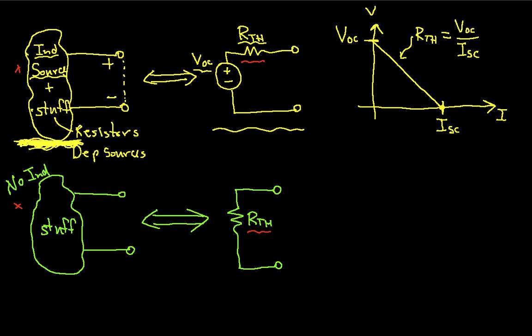Similarly, if you have a circuit that has no independent sources, the voltage-current relationship looks like this, where again this is current and this is voltage. And the slope of this line is RTH.